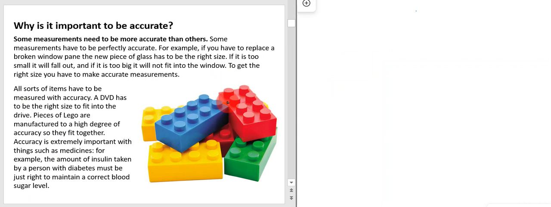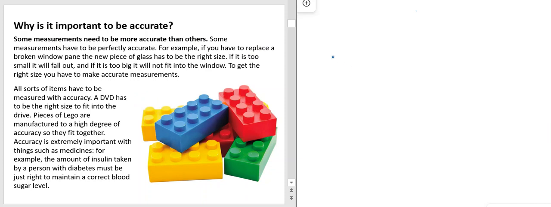So why is it important to make accurate measurements? Let's think about a couple of examples. Some measurements need to be more accurate than others. Depending on what you're measuring and the purpose of your measurement, that will determine how accurate the measurement needs to be. Some measurements have to be perfectly accurate. For example, if you have to replace a broken window pane with a new piece of glass, it has to be the right size. If it is too small, it will fall out, and if it is too big, it will not fit into the window. To get the right size, you have to make an accurate measurement.